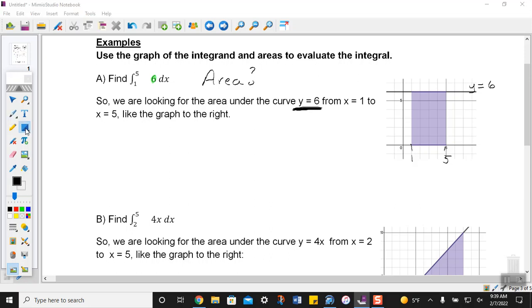Rectangle. It's really a rectangle, isn't it? Talk to me about this rectangle that we get. What's this interval length from 1 to 5? 4. It is 4. Talk to me about the height of that rectangle. 6. My friends, the integral from 1 to 5 of the function 6 with respect to x is equal to what value? 4 times 6 would be how much?